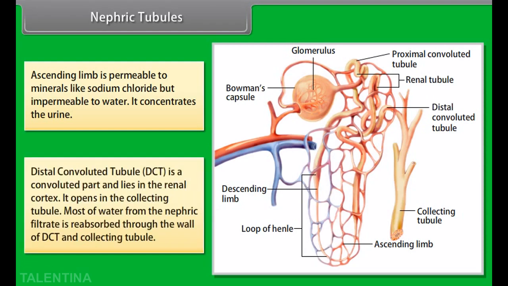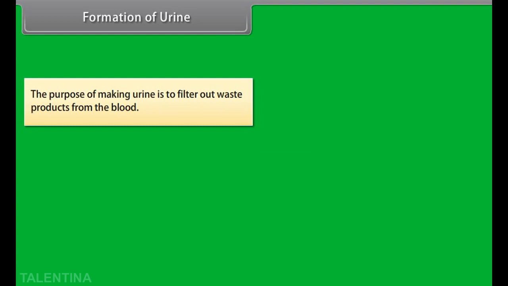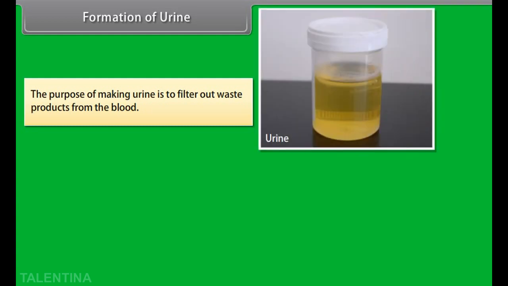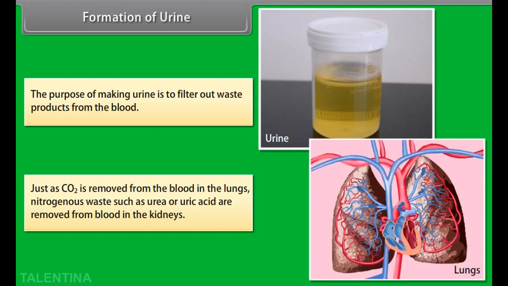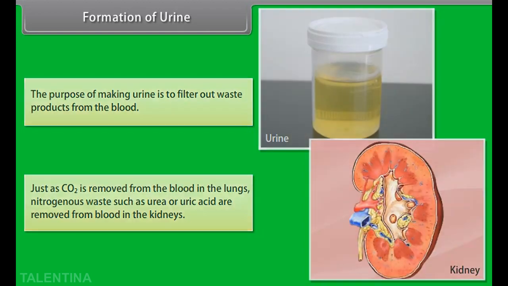Distal convoluted tubule DCT is a convoluted part and lies in the renal cortex. It opens in the collecting tubule. Most of water from the nephric filtrate is reabsorbed through the wall of DCT and collecting tubule. Formation of urine. The purpose of making urine is to filter out waste products from the blood. Just as CO2 is removed from the blood in the lungs, nitrogenous waste such as urea or uric acid are removed from blood in the kidneys.